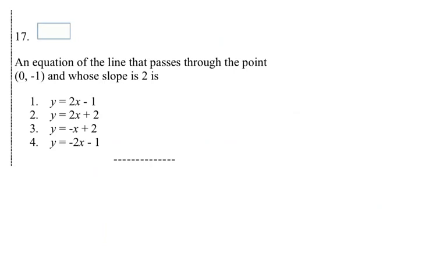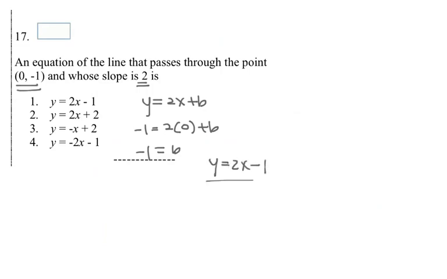Alright, let's look at number 17 here. Slope is equal to 2, that means y equals 2x plus b. And then we're going to plug in the point 0, negative 1, so negative 1 is equal to 2 times 0 plus b. Then we get b to be equal to negative 1. So our final answer is y equals 2x minus 1. Something like this would have been okay. Choice 1.